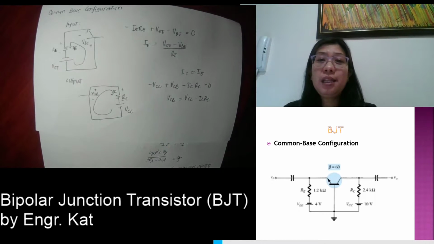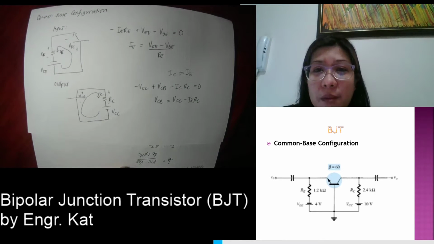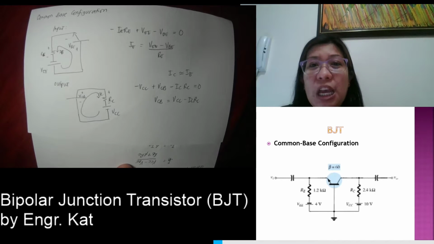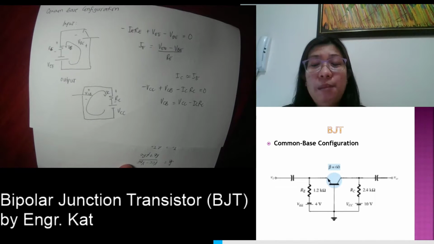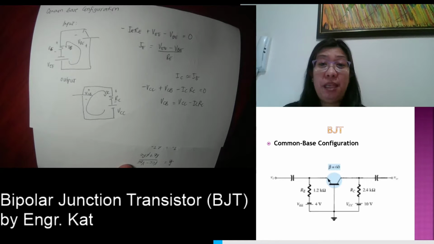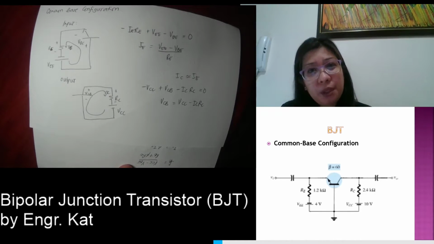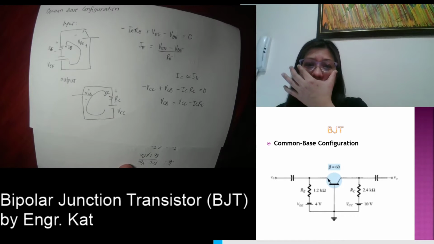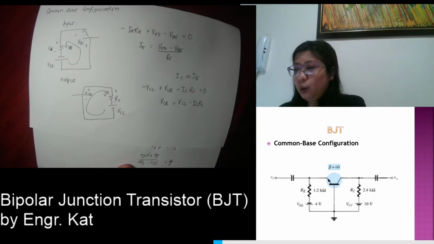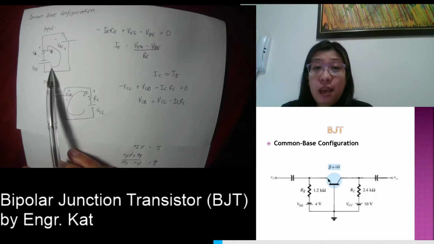The difference between common base and the other configuration is that your input is the emitter current and not the base. So why not the base? Because the base is the one which is common. So the input is the emitter and the output is the collector current. Okay? So in this case, applying KVL again.